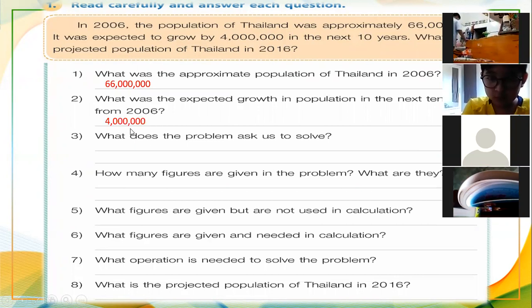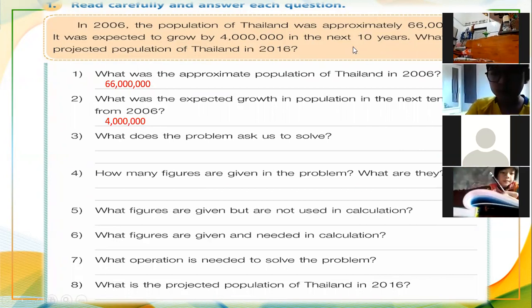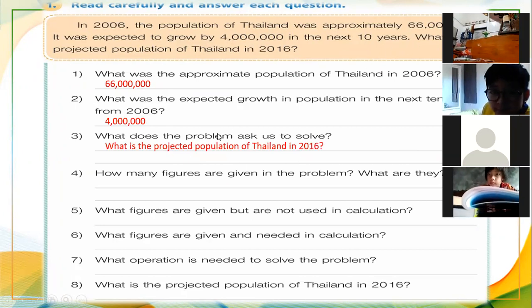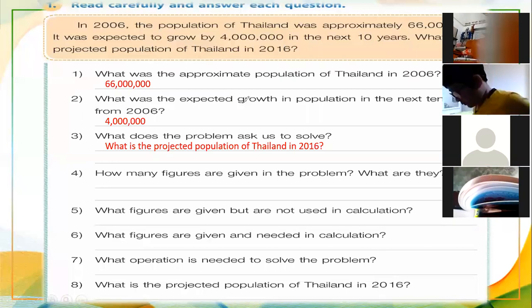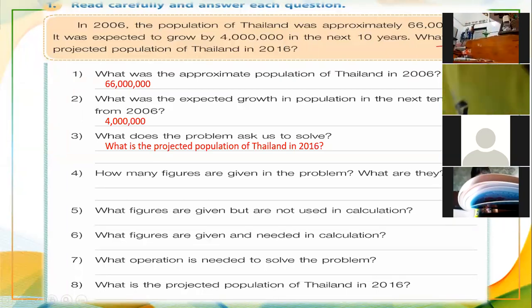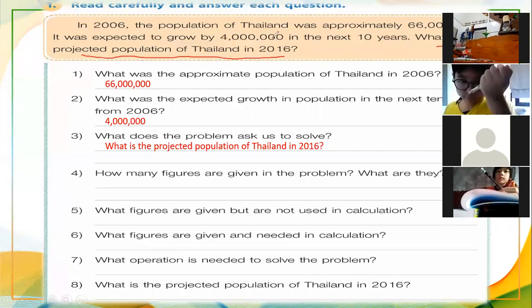Okay, so here we have two values. One figure is the 2006 population of 66 million, and the expected growth is 4 million. Now, what does the problem ask us to solve? They are asking what the projected population of Thailand is in 2016. This is what they want to know.